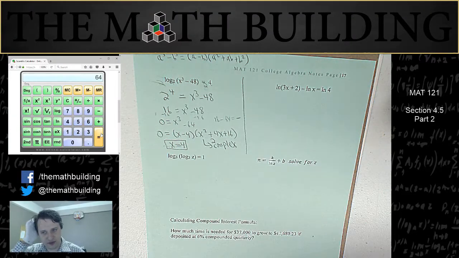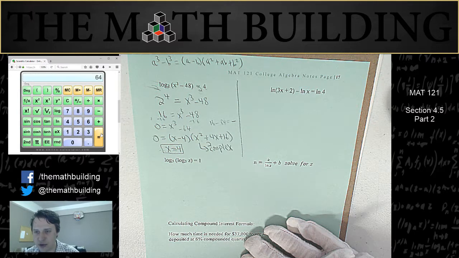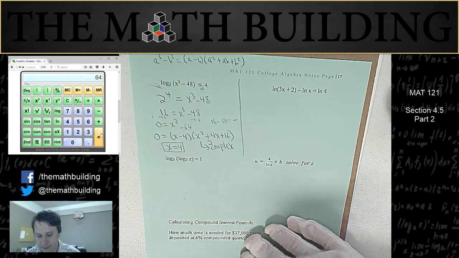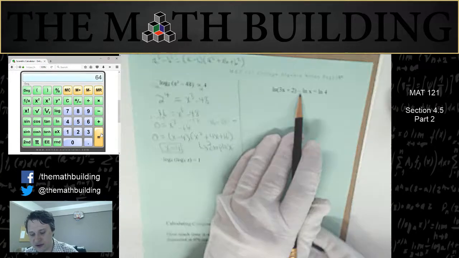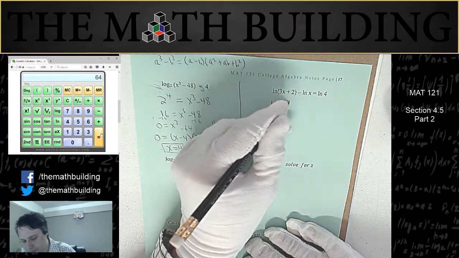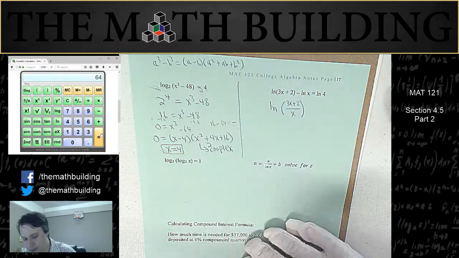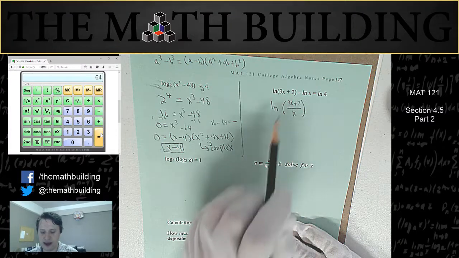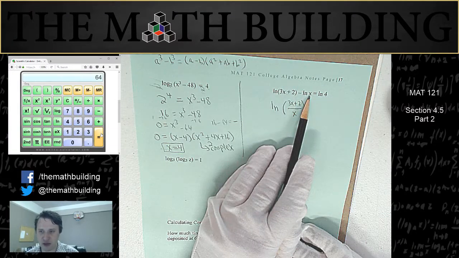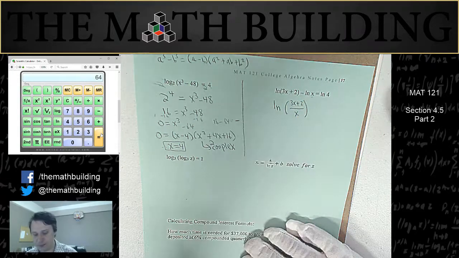All right, how do we do this? Natural log of 3x plus 2 minus natural log of x equals natural log of 4. Now is a good time to remember your log rules. If I have 2 logs that are being subtracted, I can rewrite it like this. Do you see that? It's the natural log of this divided by this, all inside the argument, if it's subtracting.